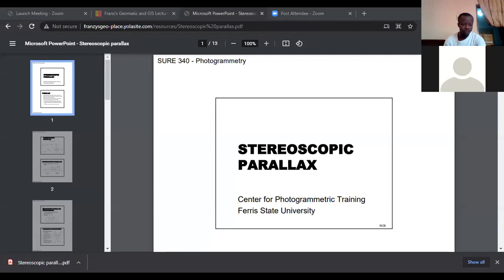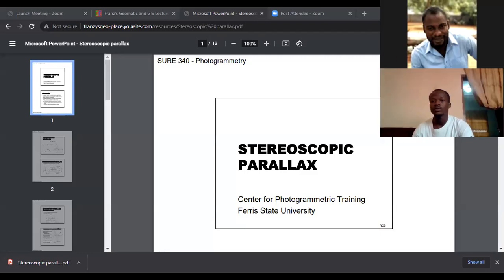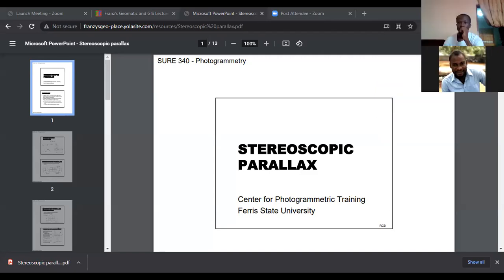Who can help us? What is stereoscopic parallax? What does it mean? If you don't know what it is, then I think we can help you. But if you don't know, we can just also move on as well. What is stereoscopic parallax? Yes, anyone? What's stereoscopic parallax?